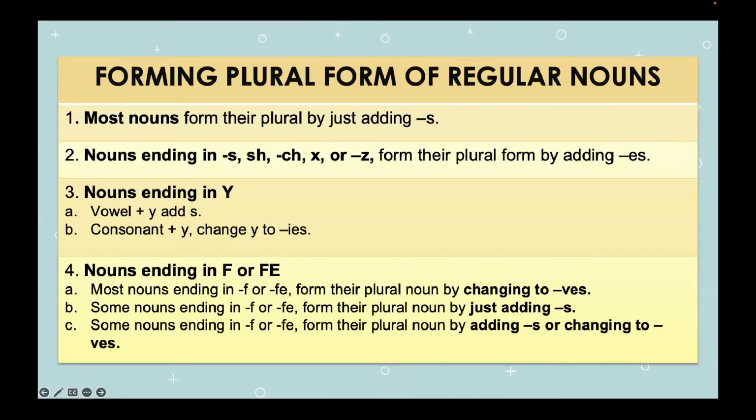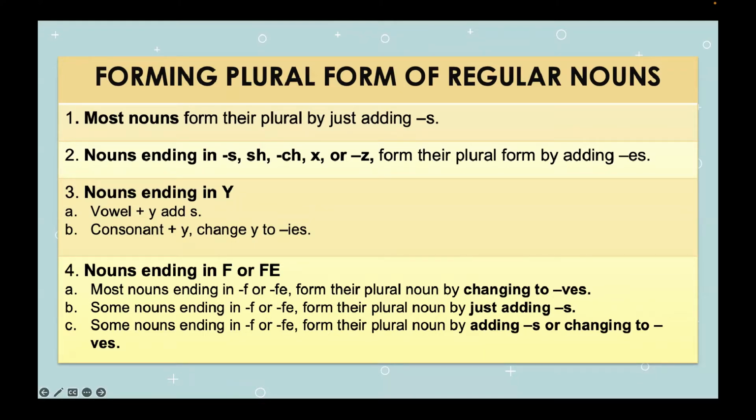Still, some nouns ending in F or FE form their plural noun by just adding S. For example, safe to safes, cliff to cliffs, and many more. Lastly, letter C, some nouns ending in F or FE form their plural noun by adding either the S form or changing it to VES, like dwarf to dwarfs, half to halves, and scarf to scarves.